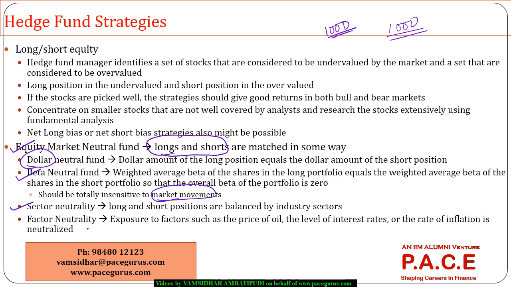Or sector neutrality. In each sector, I would try to balance my long positions with short positions. Similarly, I can create neutrality with respect to external factors like crude oil prices and interest rates. If I have gone long on interest rates, I will choose investments where I am going short on other interest rates as well. Similarly, inflation. So the neutrality could be there with respect to factors as well. All these are different kinds of long short equity strategies followed by the hedge fund managers.